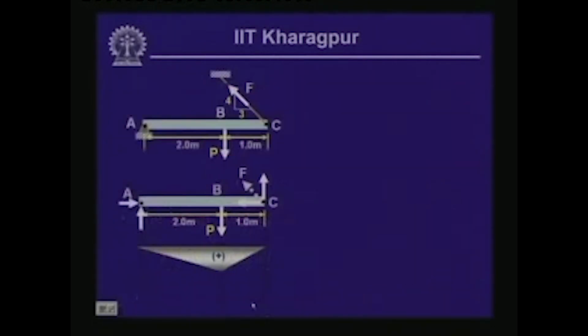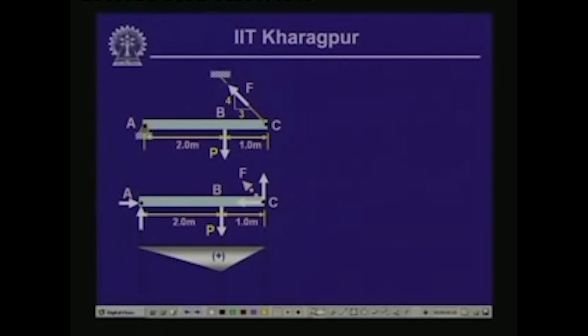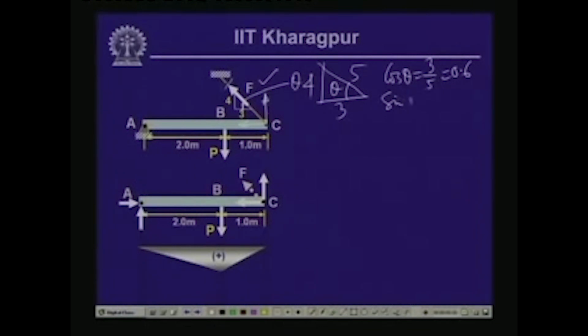Now, if we look into the free body of this particular beam, it will be like this: if we take the cut in the cable, there will be a cable force, let us call that F, and as we have done in the previous example, we take the components of this force in the horizontal and the vertical direction, and thereby if this is theta, you see that these distances are, this is 4, this is 3, so this is 5 and this is theta. So, cos theta is equal to 3 by 5, which equals 0.6, and sin theta is equal to 4 by 5, which equals 0.8.